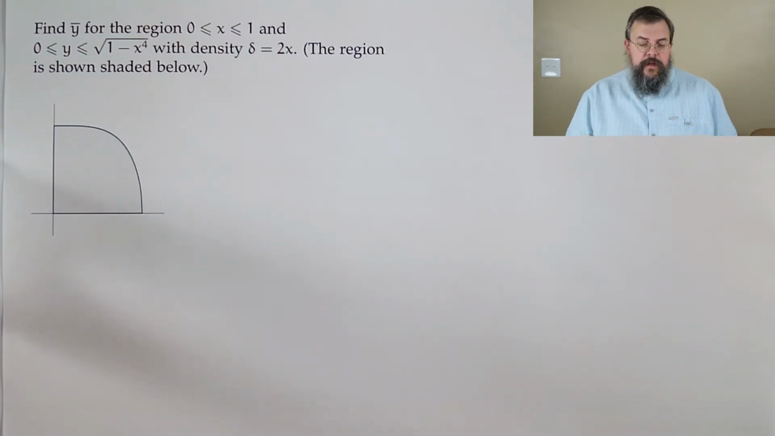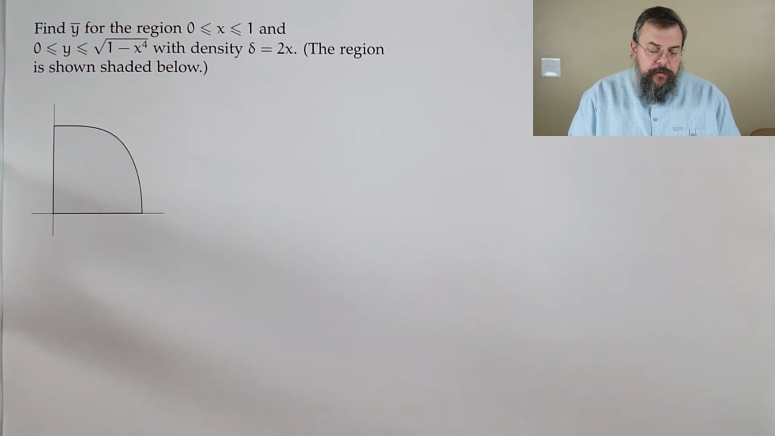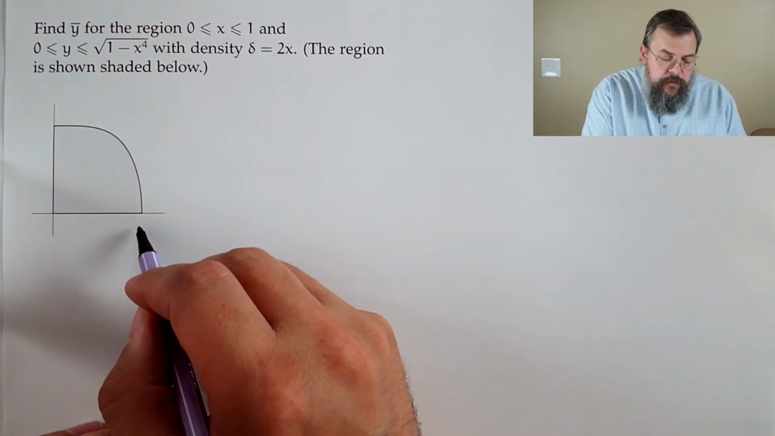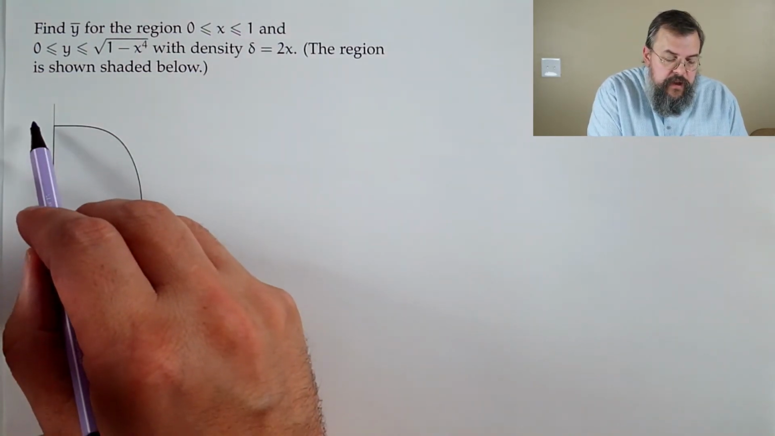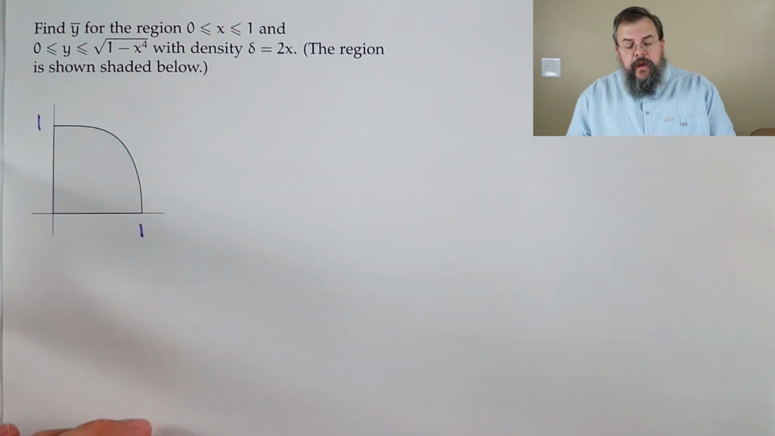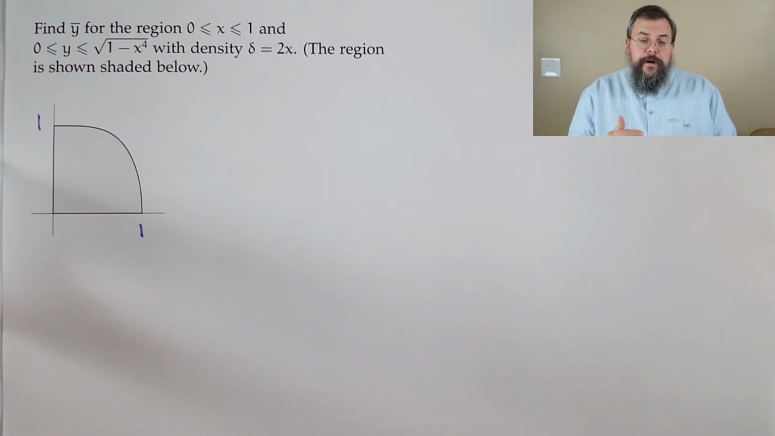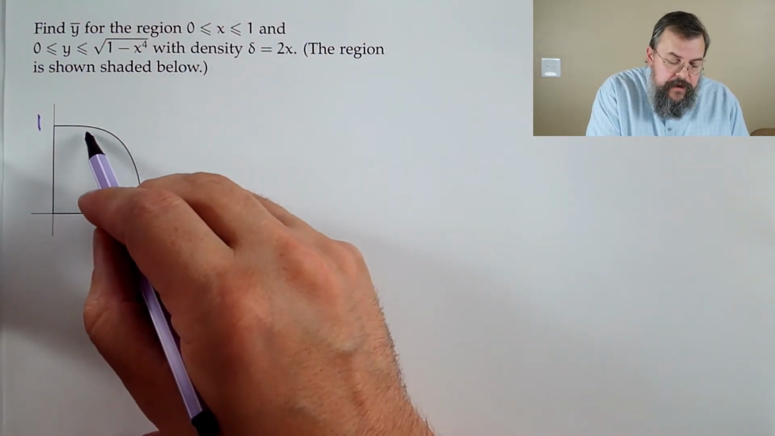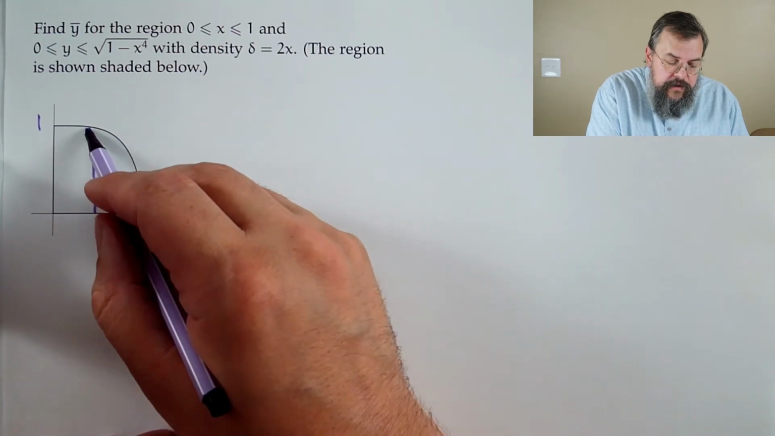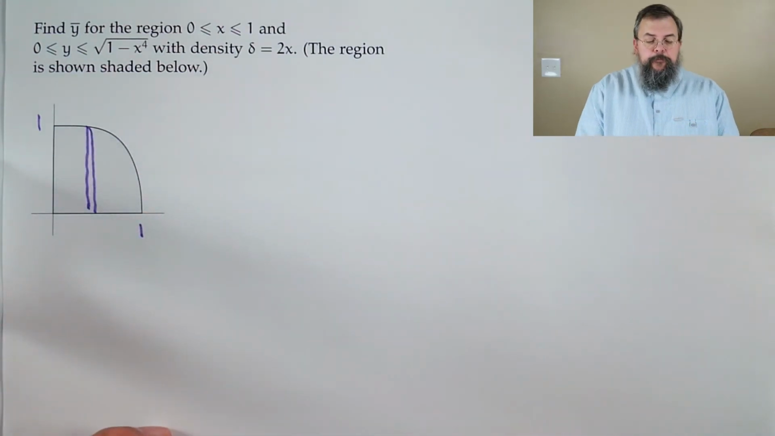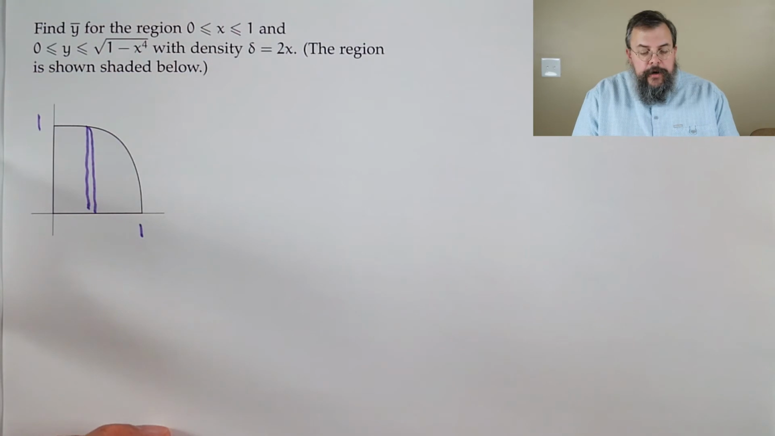All right, well, let's think about it. We can mark some things here. So this is 1. It's also pretty easy to see that that's 1 as well. Looking at this problem, the fact that density is a function of x says that when we think about how to integrate, definitely we need to do our slices in this way.